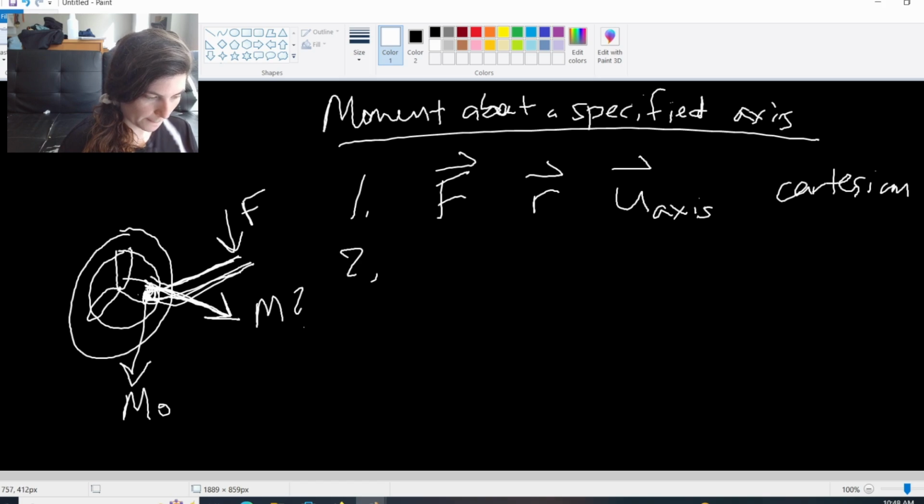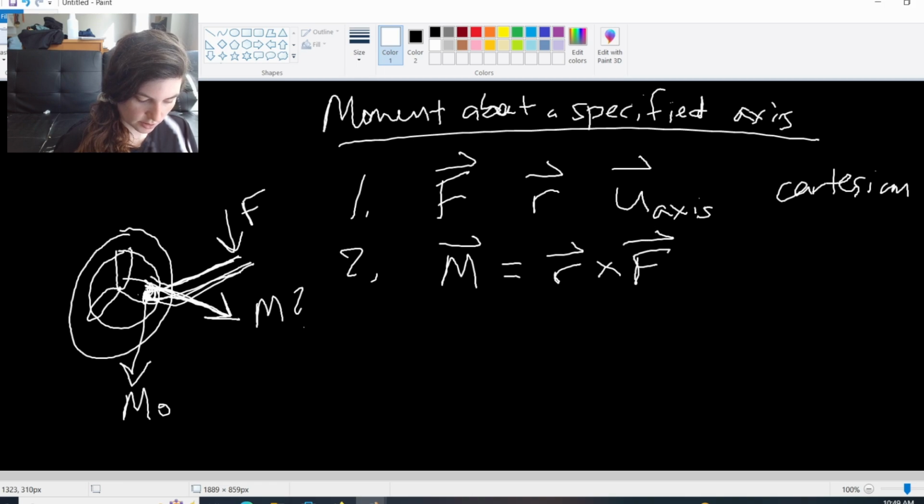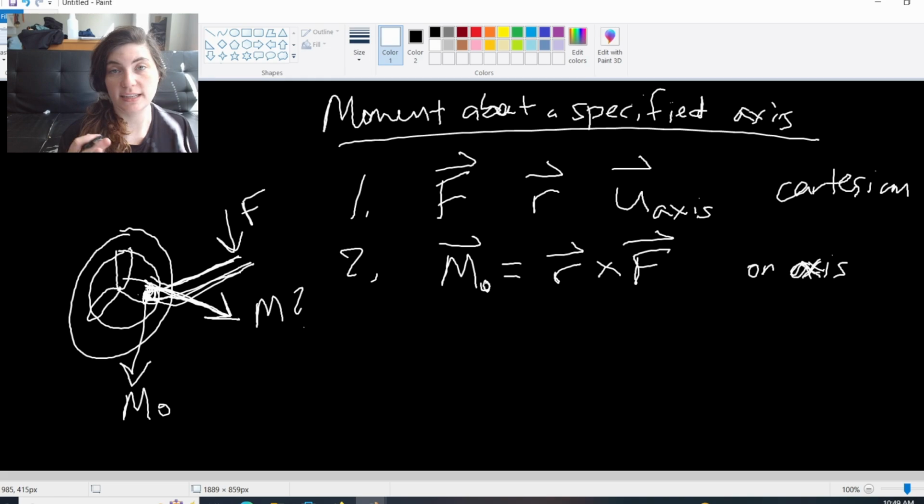Step 2 is going to be finding the moment about any point on the axis. Usually we'll take this about the origin, that's usually the easiest way to do it. We'll take the moment using our standard cross product, R cross F. Now this has to be on the axis of interest. This is the most critical point. It has to be on the axis of interest, the point that we take our initial moment about. But usually it's the origin. However, we can select any point that we want, as long as it's on that axis.